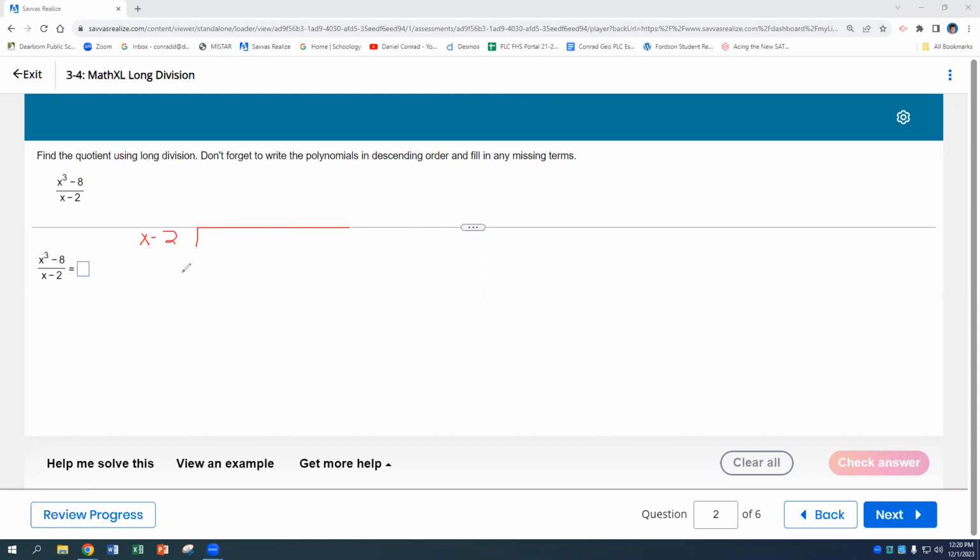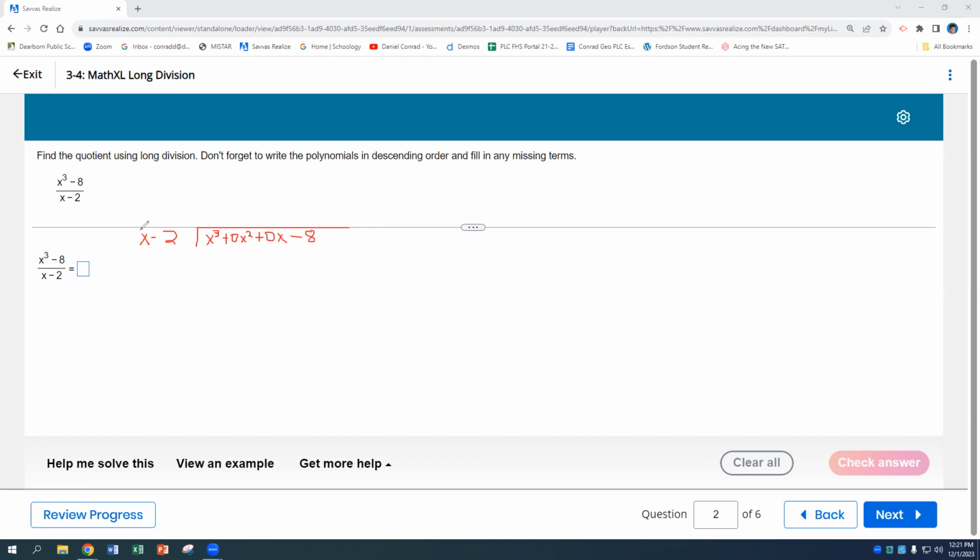Okay, on this one, we're starting at x to the third. So I'm going to put x to the third. But we need to include all of the other exponents that don't appear between x to the third and x to the 0, right? So I need to do plus 0x squared, because I have no x squareds here, plus 0x, because I have no x's, and then minus 8.